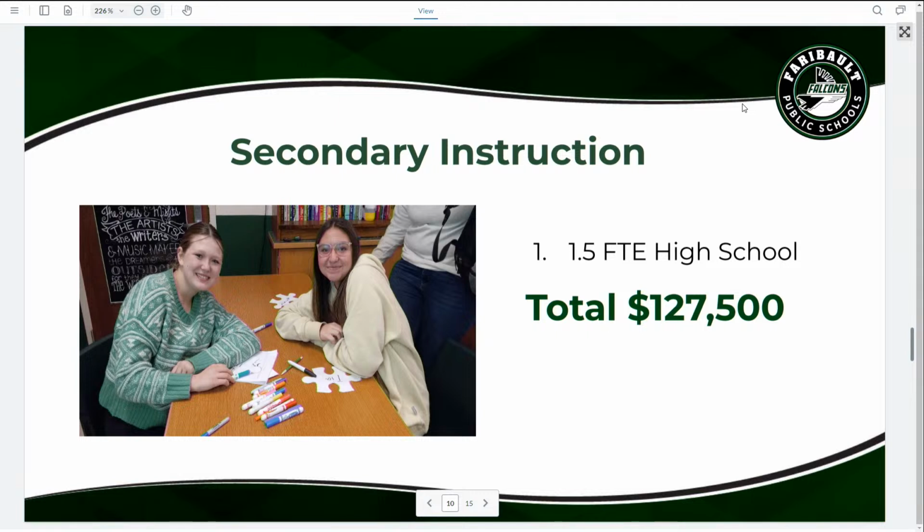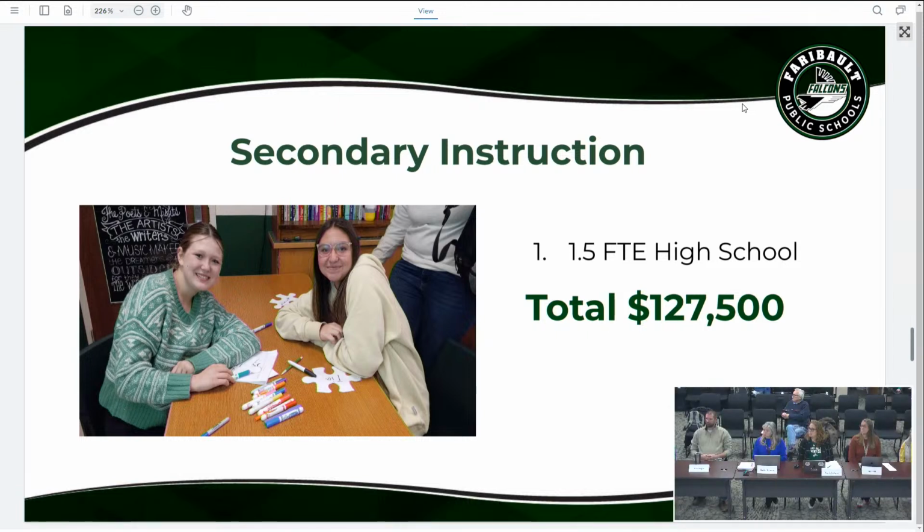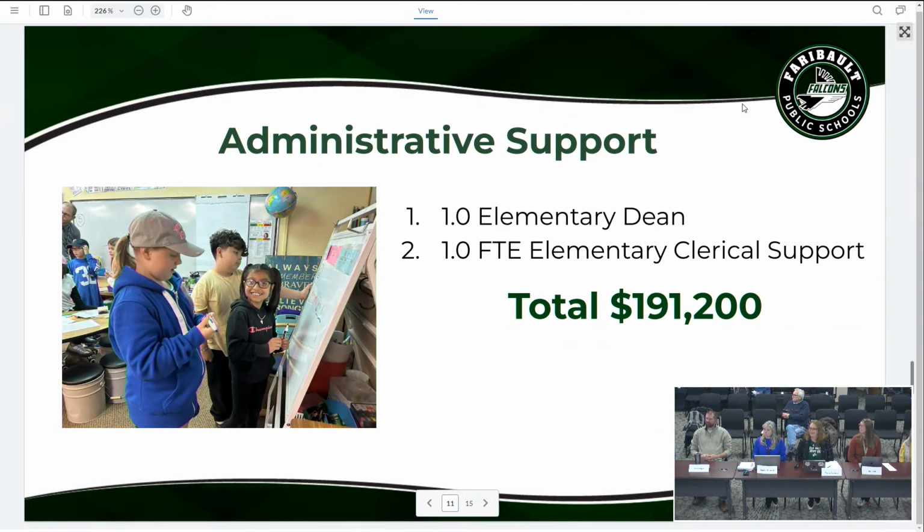Our secondary instruction, we also analyzed that, and we were able to find an efficiency of a 1.5 FTE at our high school, which gives us a total savings of $127,500. Next is our administrative support area. With our reorganization, we are able to have a reduction in a 1.0 elementary dean and also a 1.0 elementary clerical support person for a total of $191,200.